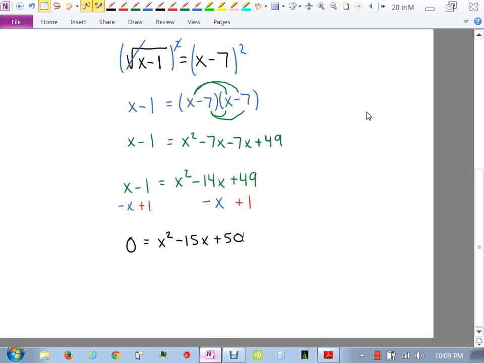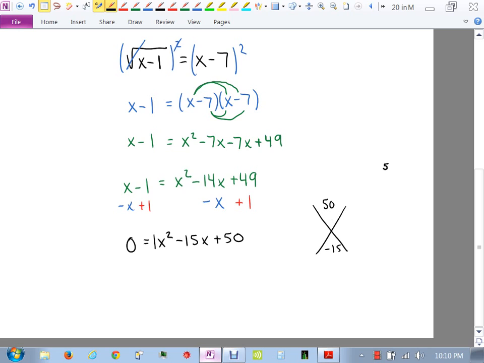Okay, so quadratic formula or factor. I'm going to do factor. Hopefully it'll work. I'm trying to come up with two numbers that multiply to be the one in front times 50, which is 50, but add up to be the number in the middle, negative 15. So what two numbers multiply to be 50 and add up to be negative 15?